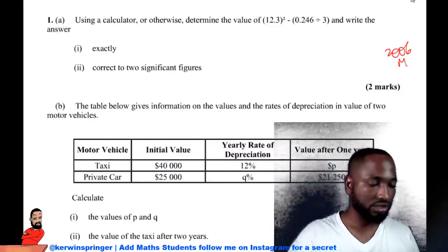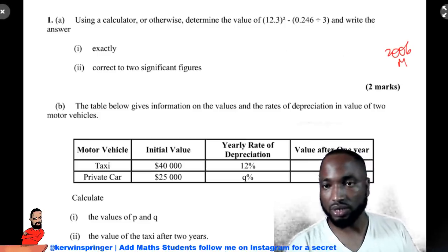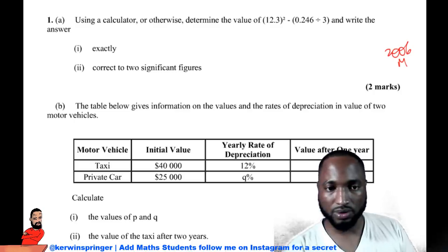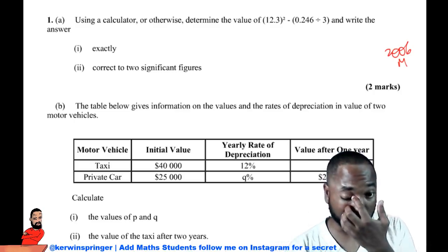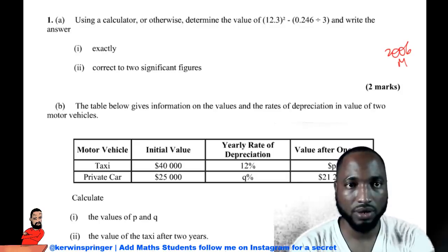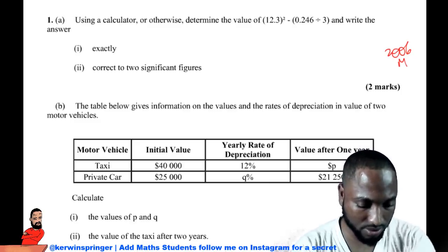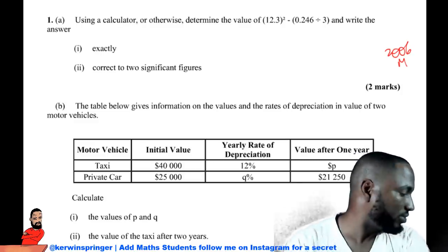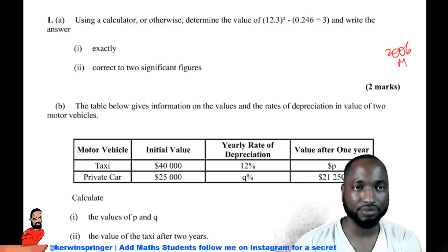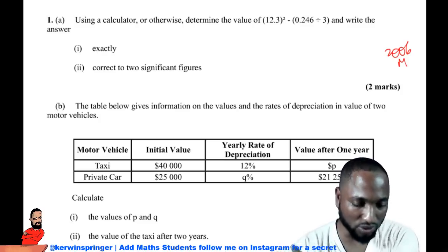Question 1. So y'all go ahead and do the question. I'm just doing a little quick fix up here. So you're doing this question here using a calculator, otherwise you're fine. You're writing the value exactly. People do have a calculator. So 15.208 looks like the exact answer.